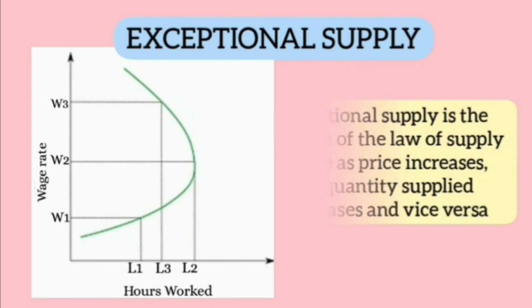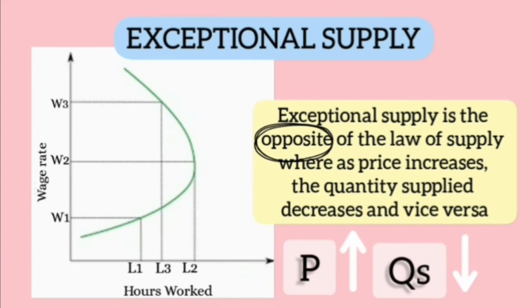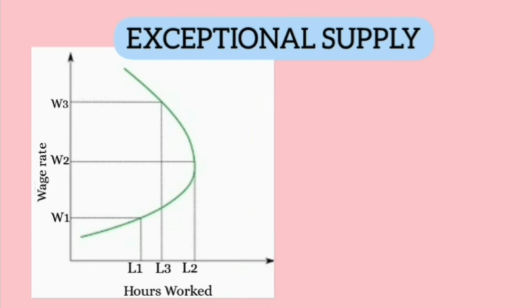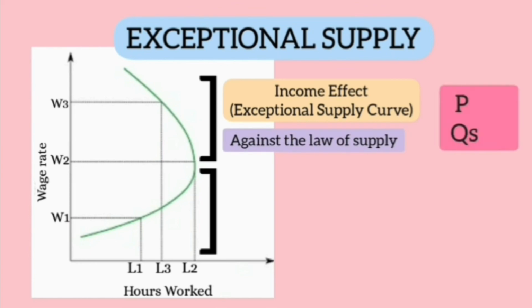Exceptional supply. Exceptional supply is the opposite of the law of supply, whereby when price increases, the quantity supplied decreases, and vice versa. An example of exceptional supply is the labor market. From the graph above, W2 is the income effect. This is the exceptional supply curve. We can see that this is against the law of supply, whereby when price increases, quantity supplied decreases. For example, when the offered wage rate increases, labor decreases working hours because leisure hours are now more valuable, such as spending more time with family, recreational activity, and relaxation.